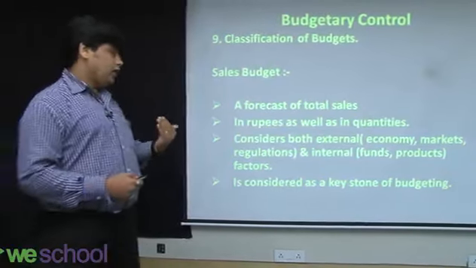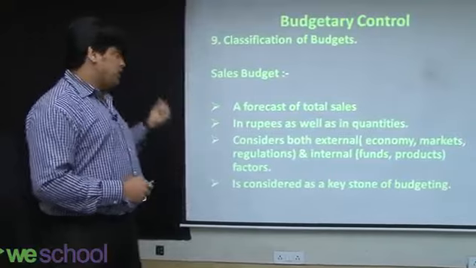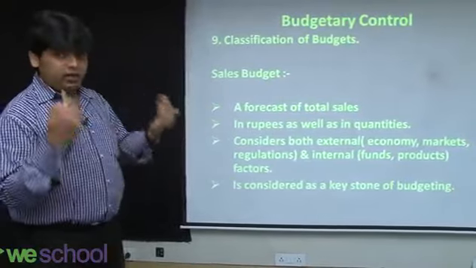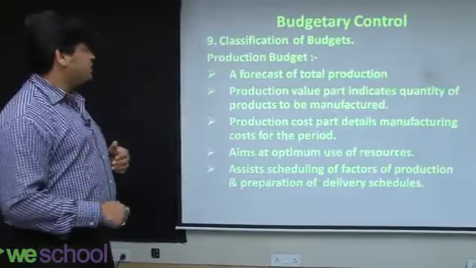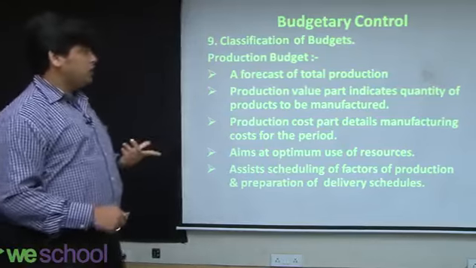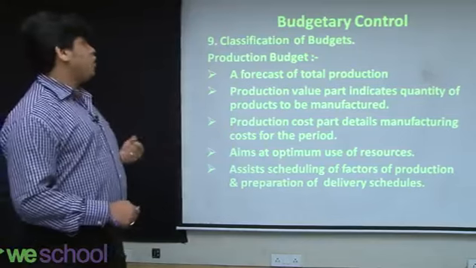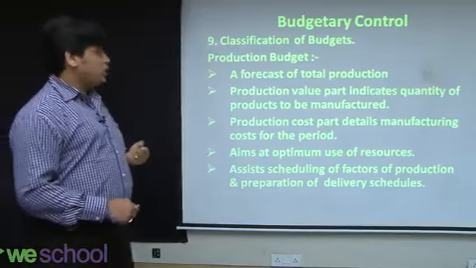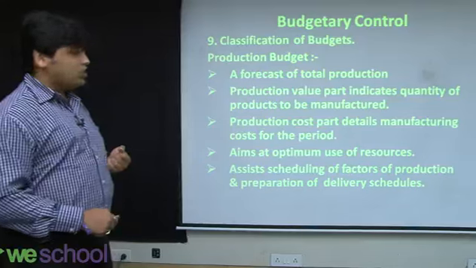It can be a keystone for budgeting. The sales budget can be made territory wise, regional wise or state wise. Then production budget. I told you production budget is a forecast of total production. It will indicate quantity of product to be manufactured, production cost details, manufacturing cost details for the period.